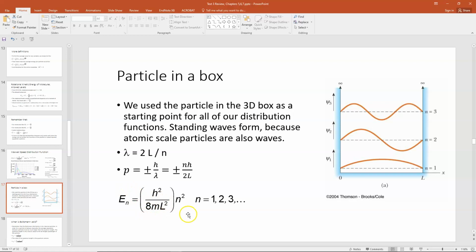Here h is Planck's constant, n is the energy levels, which starts at 1 and goes up in integer steps from there. m is the mass of your particle, and L is the length of the box that you're confining it to. So we use that formula in a bunch of our derivations for the partition functions and the distribution functions for Maxwell-Boltzmann, Fermi-Dirac, and Bose-Einstein distributions.